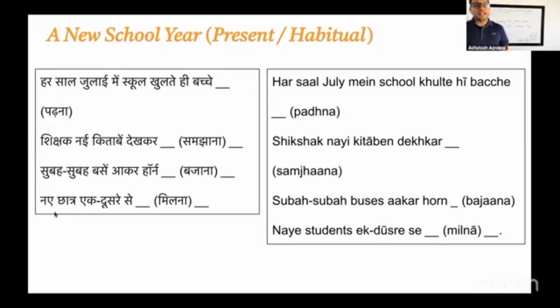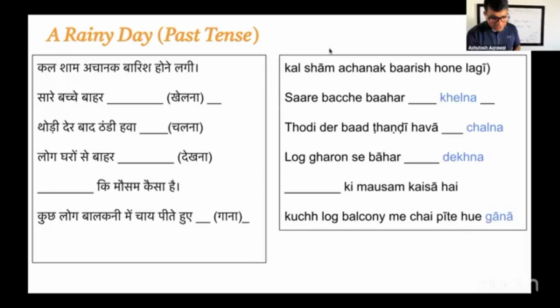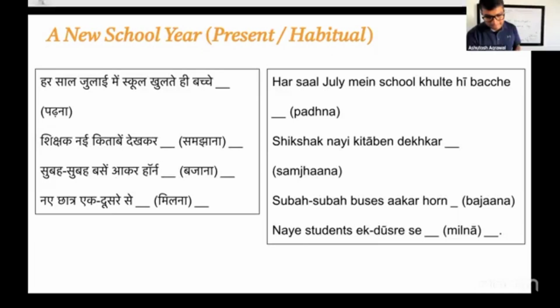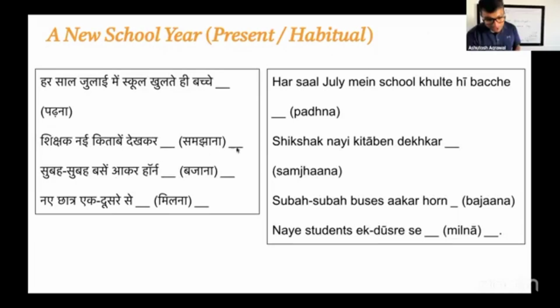Okay, wonderful. Now tell me what is the difference between this scenario and the previous one, which is the present habitual one. Don't worry about the translation, because the translation can confuse you. Think about both the scenarios, where we did the rain that happened, a rainy day in the past, versus a new school year every year. Even it was hard for you to do the change of lagna. Conceptually, what do you think is happening? What is the fundamental difference between the two?